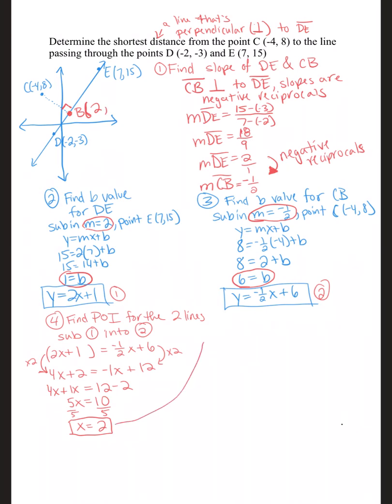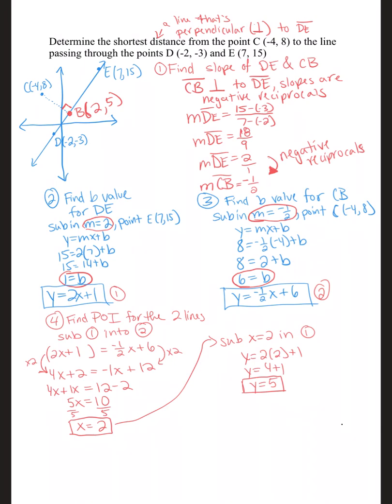So we can sub that into either equation. Let's sub x equals 2 into the easier of the two equations, which is probably equation 1. So my equation 1 is y equals 2x plus 1, so 2 times 2 plus 1. And we'll just simplify on this side of the equation. So we should get that y is equal to 5. So we can write that 5 up here. Okay, so now we have 2 points on that line.